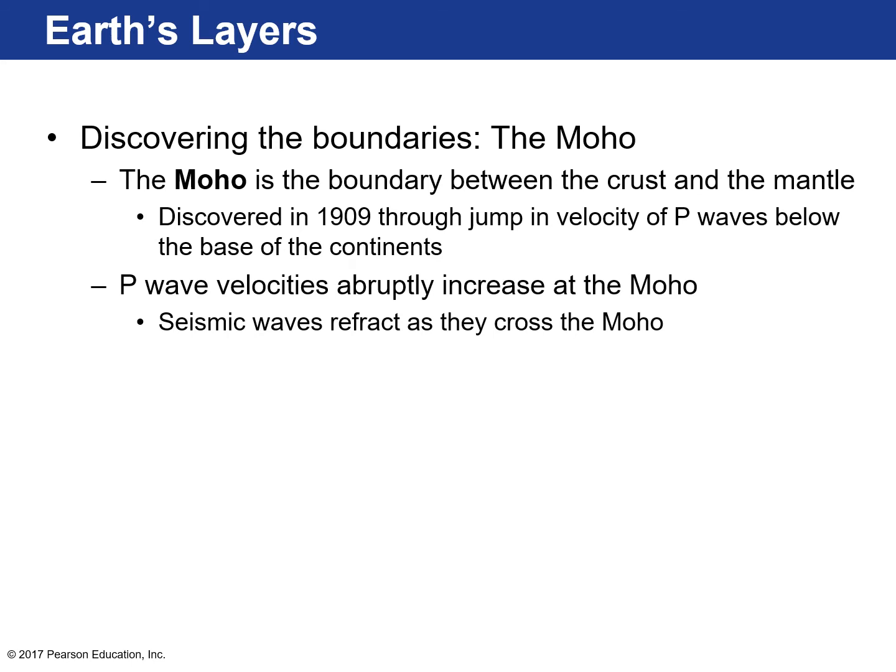Okay, below the crust, there's this other layer that was discovered by a Croatian seismologist. I can't pronounce his last name, but it starts with Moho. So this layer bears his name. Essentially, the Moho is the boundary between the crust and the mantle. What they discovered in 1909 was that P waves below the base of continents abruptly increase in velocity right at the Moho. And a lot of seismic waves refract as they cross the Moho.